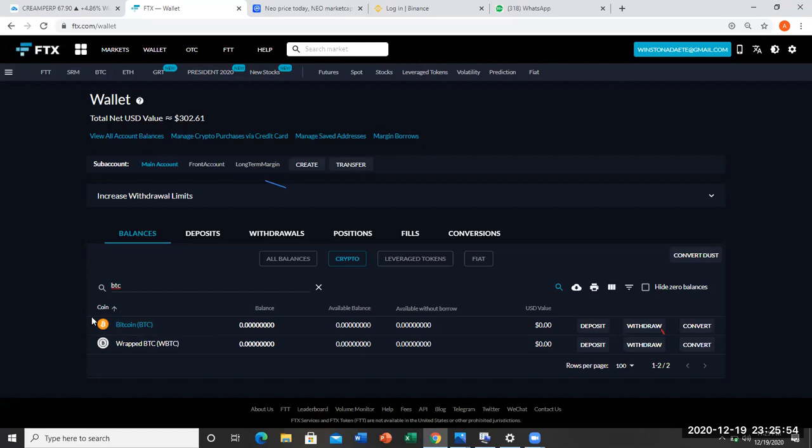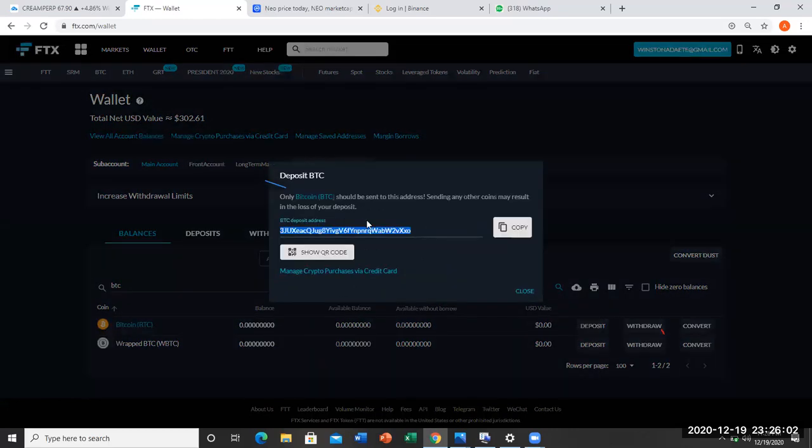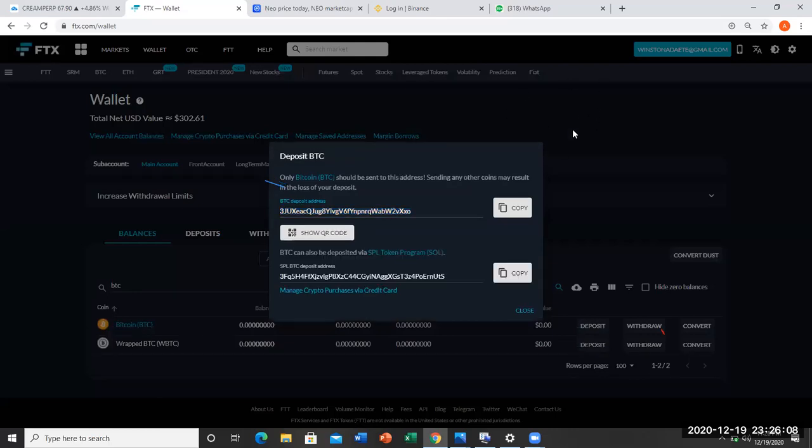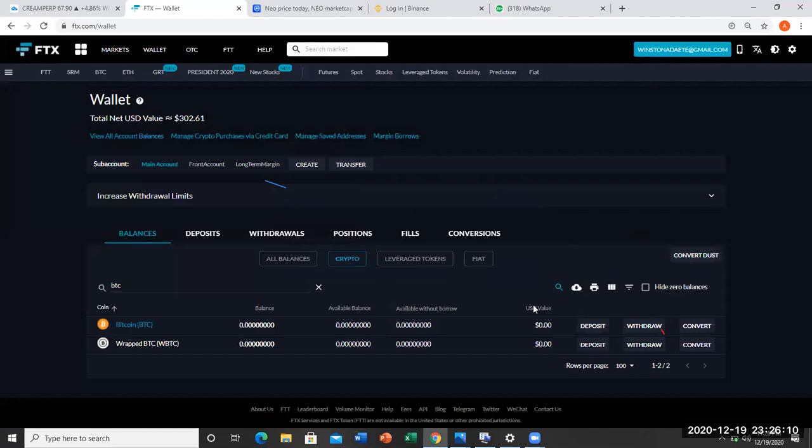So now I've clicked on Bitcoin. You're going to see the deposit, withdraw, and convert. Once you click on deposit, you'd see it, the normal way you deposit, as easy as that. Do you get it?